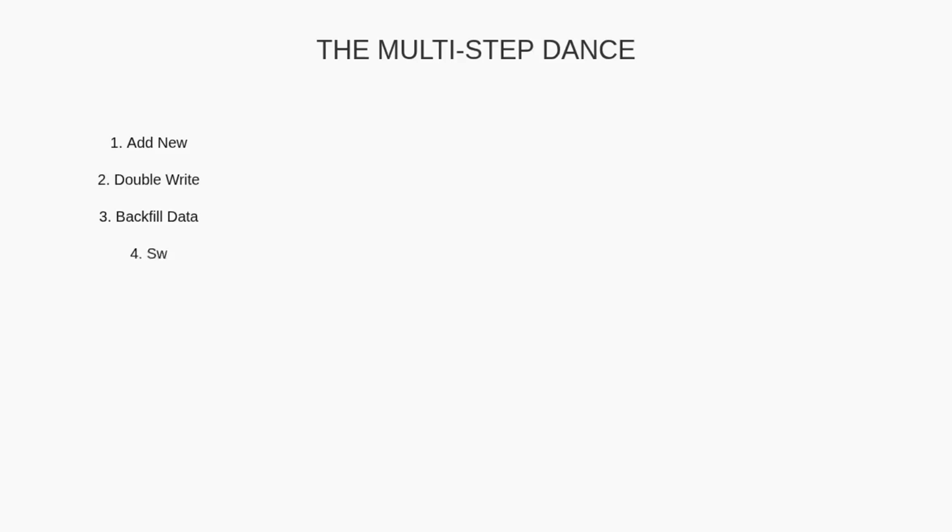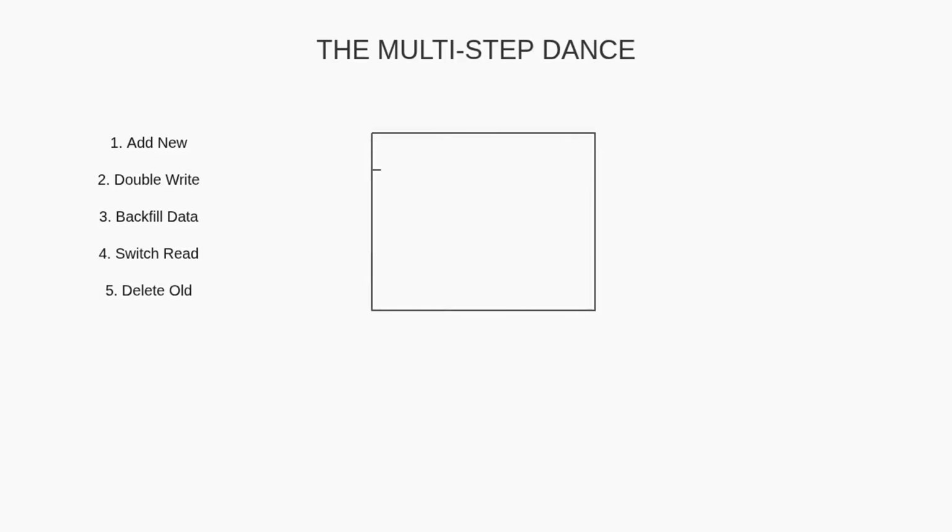First, you add the new column. Then you update the code to write to both the old and new columns. Next, you migrate existing data. Then you update the code to read only from the new column. Finally, you delete the old column. Skipping any of these steps or getting the order wrong is a recipe for disaster.